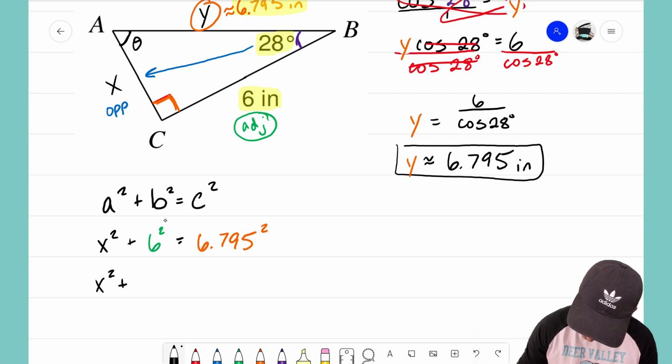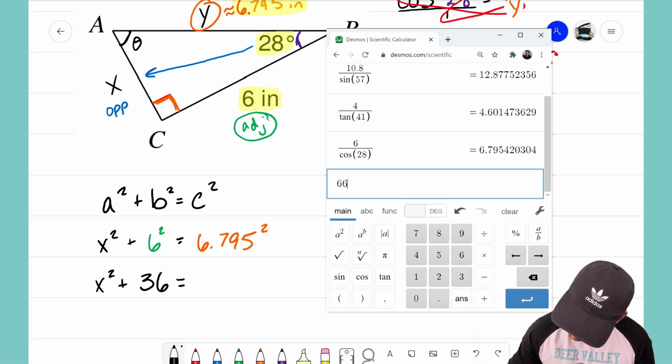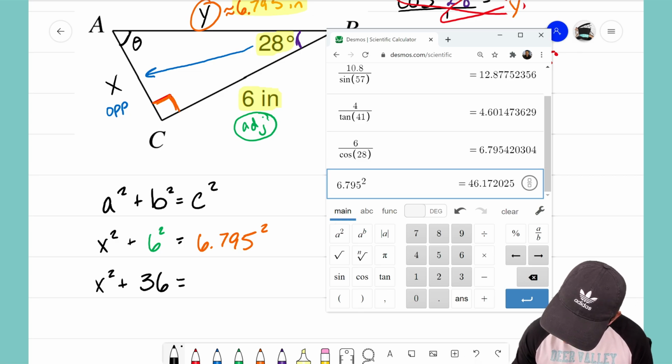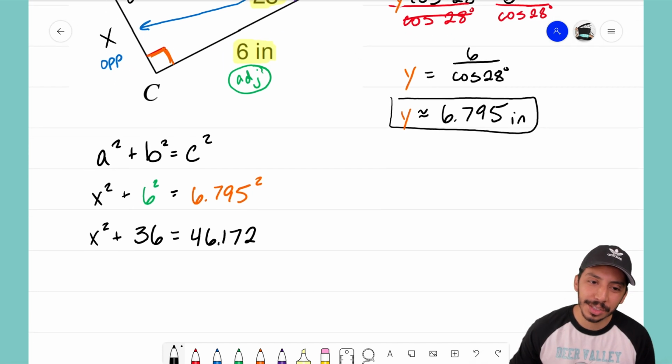So x squared plus 6 squared makes 36. I need to use my calculator to figure this out. So 6.795 squared is approximately 46.172. Now I'm solving for x squared.